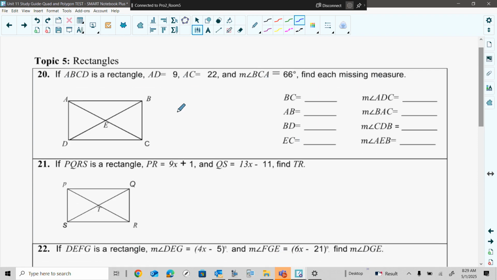All right, then we get into rectangles. It has all the same properties of a parallelogram, but now the diagonals are congruent. And they bisect, just like in the parallelogram. So they're all the same measurement. And then in a rectangle, you have 4 right angles.